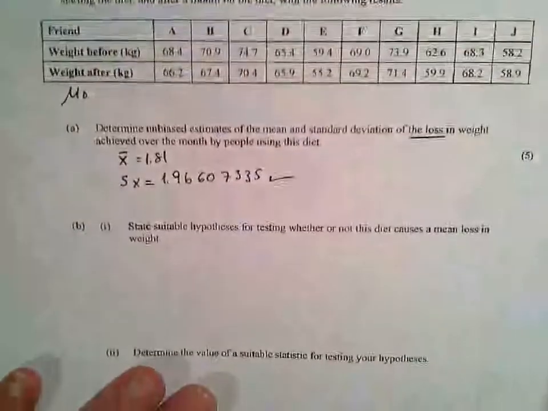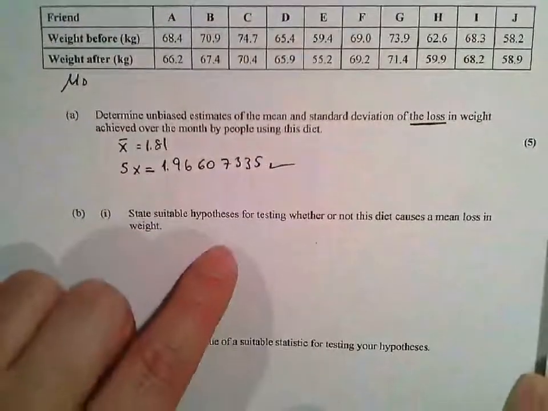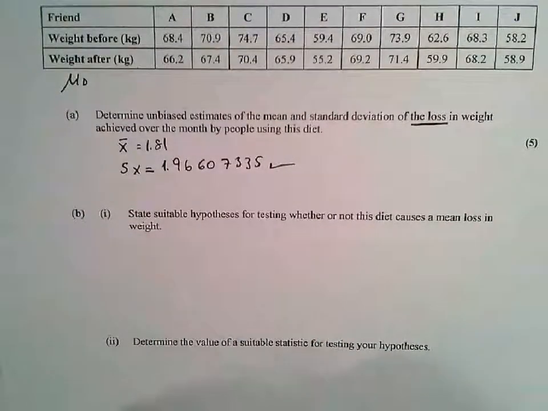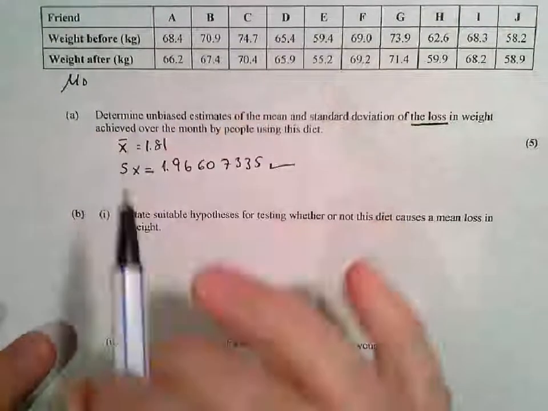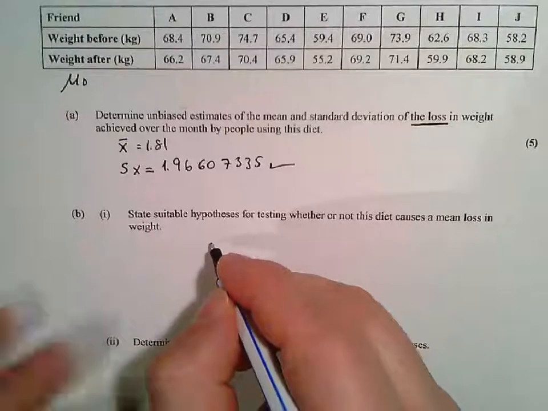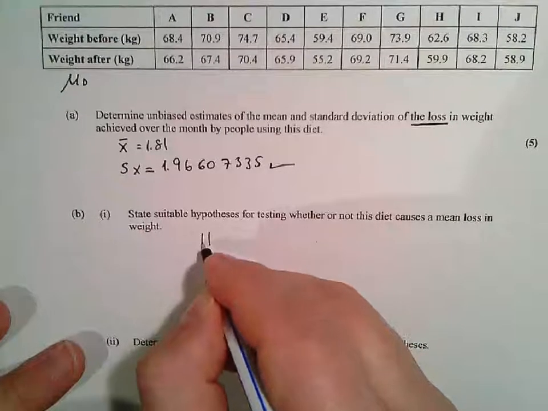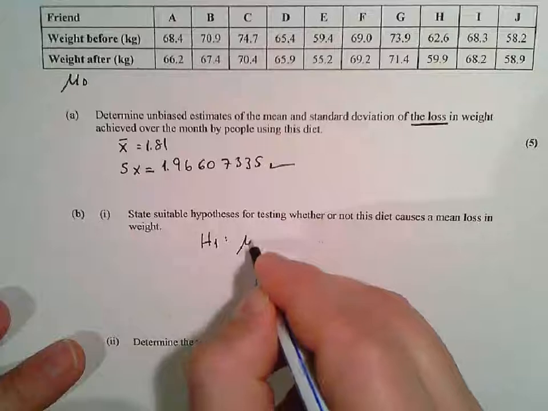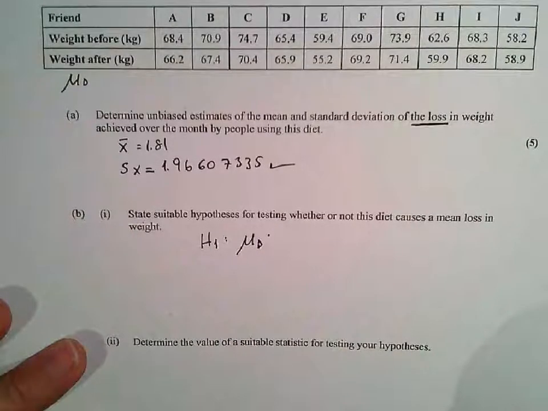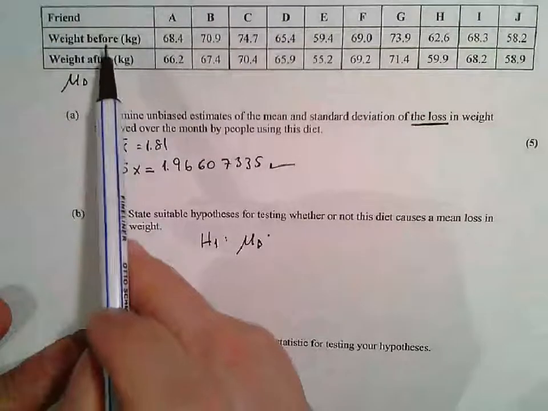B. State suitable hypotheses for testing whether or not this diet causes a mean loss in weight. So they claim that it works, right? Then if they are claiming, this is the alternative hypothesis. They said the mean difference is, what do you think? Greater than, less than, or equal to 0? If it works, think about it.